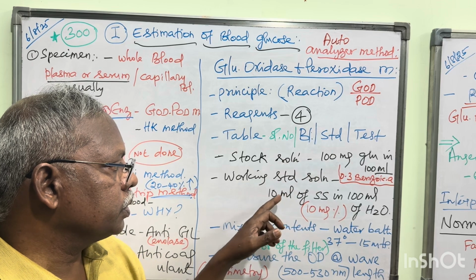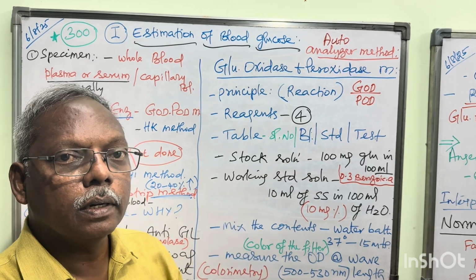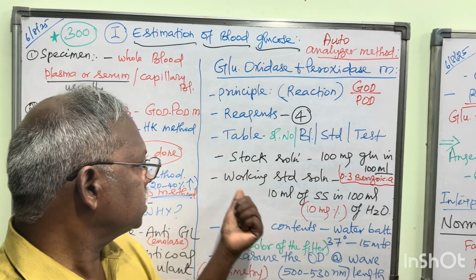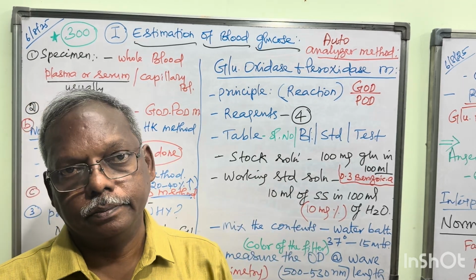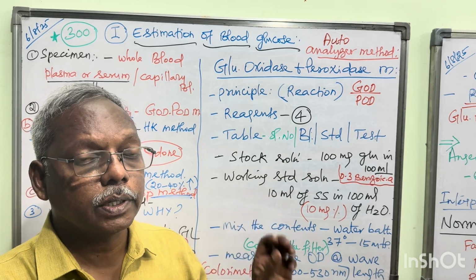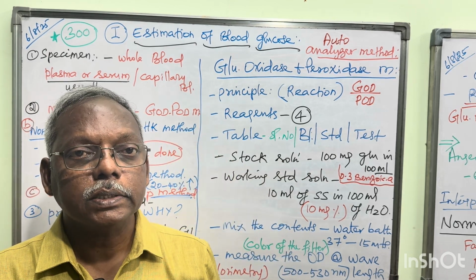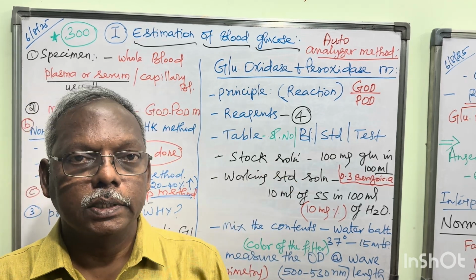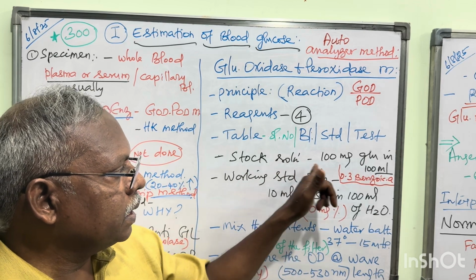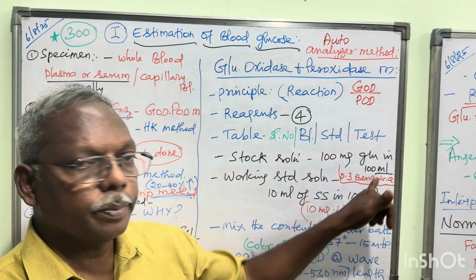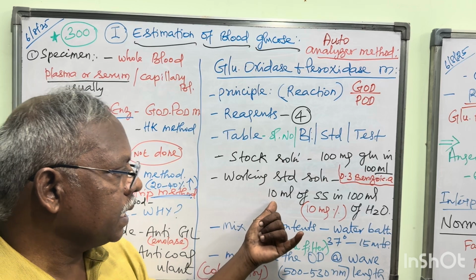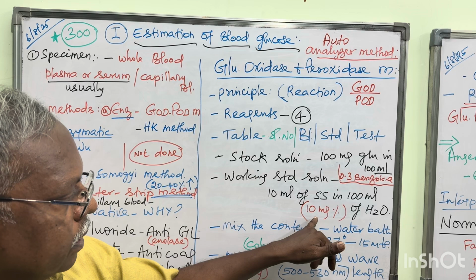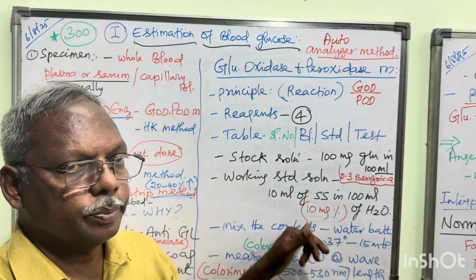From the stock solution, you have to take 10 ml and make it up to 100 ml by adding water. This is known as working standard solution. These two words are very important. Definitely the examiner will ask what is the working standard concentration, what is the stock solution concentration, like that. Here the meaning is 100 milligram of glucose in 100 ml of benzoic acid, whereas here 10 ml of stock solution in 100 ml of water. Right. Percentage is 10 milligram percentage simply.